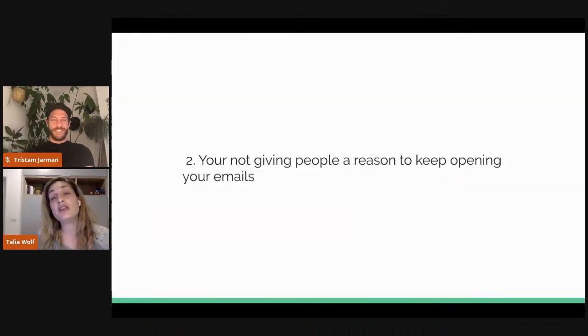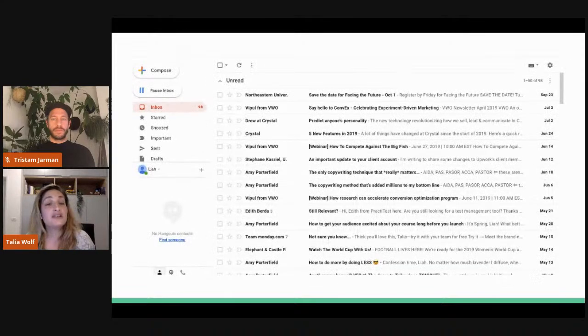Number two, which may be an issue with your emails, is that you're not giving people a reason to open your email, to keep opening those emails from you. So remember this, I have 98 unread emails in here. You need to stand out in your inbox. You need to connect with people and you need to provide value. If you're not doing that, people will just stop opening your emails, stop communicating with you.